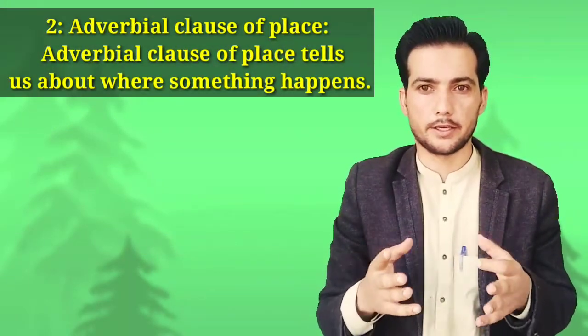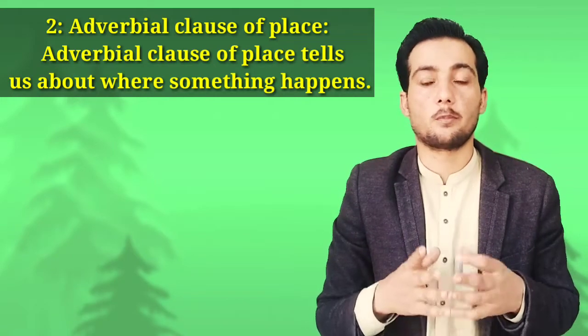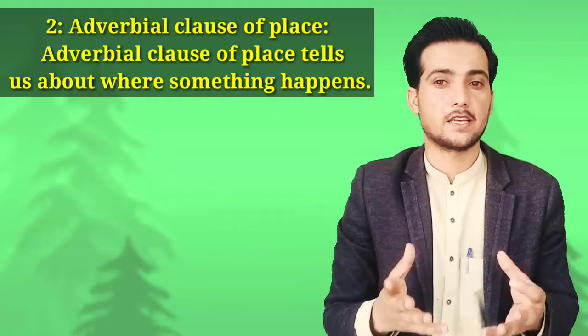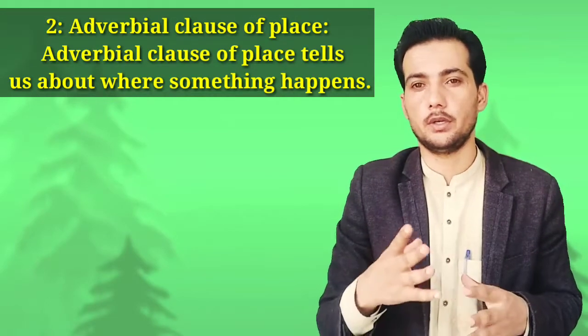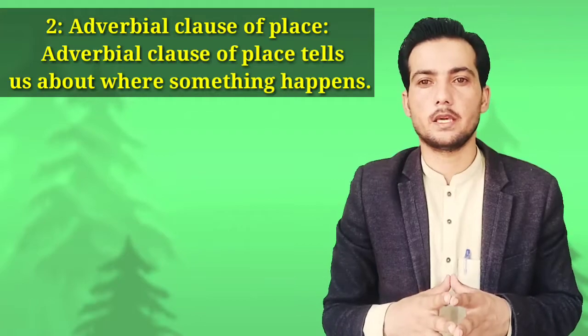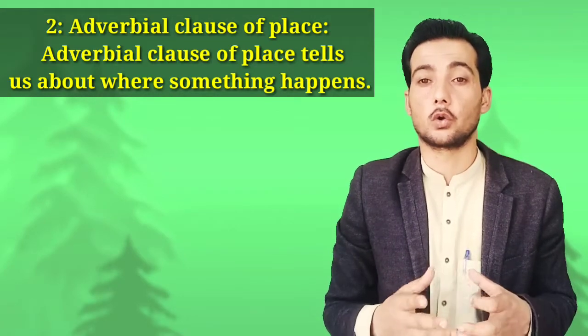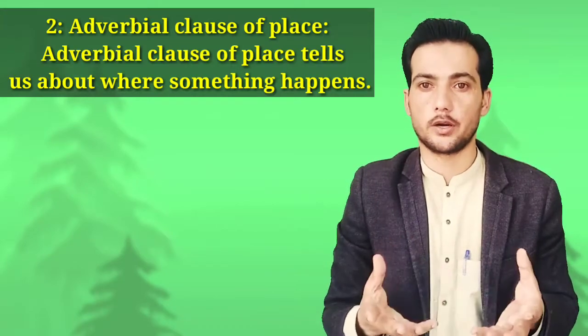Adverbial clause of place. Adverbial clause of place tells us about where something happens. In simple words, you can say that adverbial clause of place gives us information about place. If something happened or if something happens, but where?